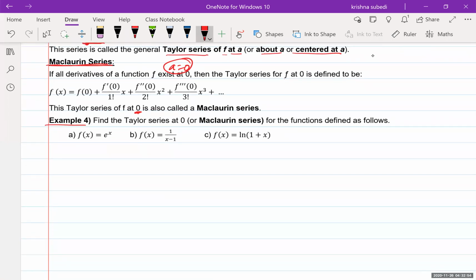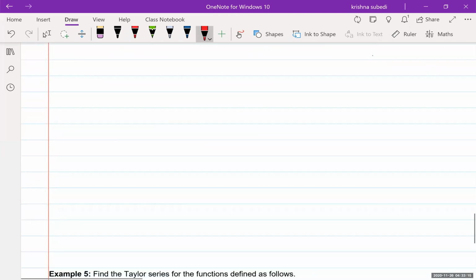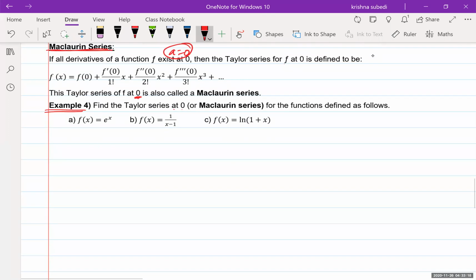Now let's look at example 4. Find the Taylor series at 0. Anyway, so yeah, let's look at this. Let's work on that, and then we'll discuss how to use these as a formula to find other different variations of the functions. Okay, so let me do part A.